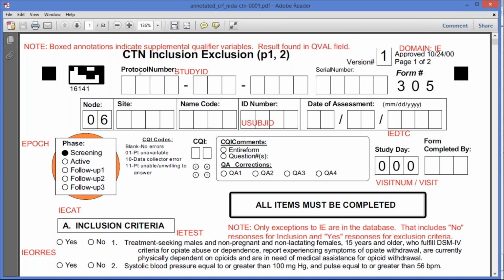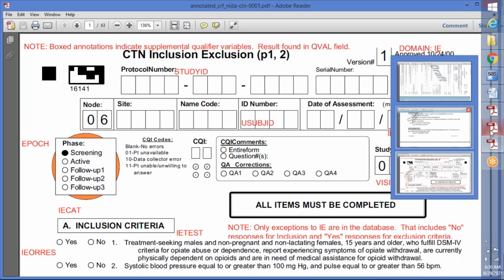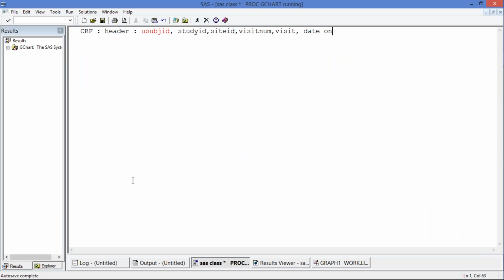The header part is protocol number, site name, site code, ID number, subject ID number, date of assessment, visit date, visit number, and during which phase of the study the data is collected. This data is collected during screening. So like this, each and every CRF will have a header part. Now the other contents of the CRF.